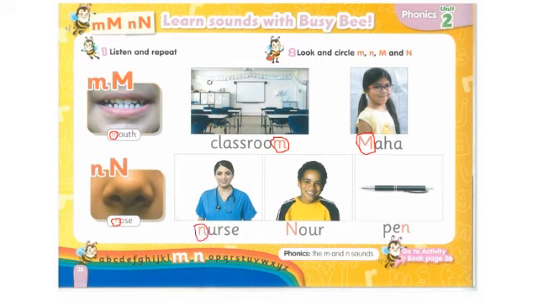Noor starts with sound N as well. And finally, pen ends with sound N.